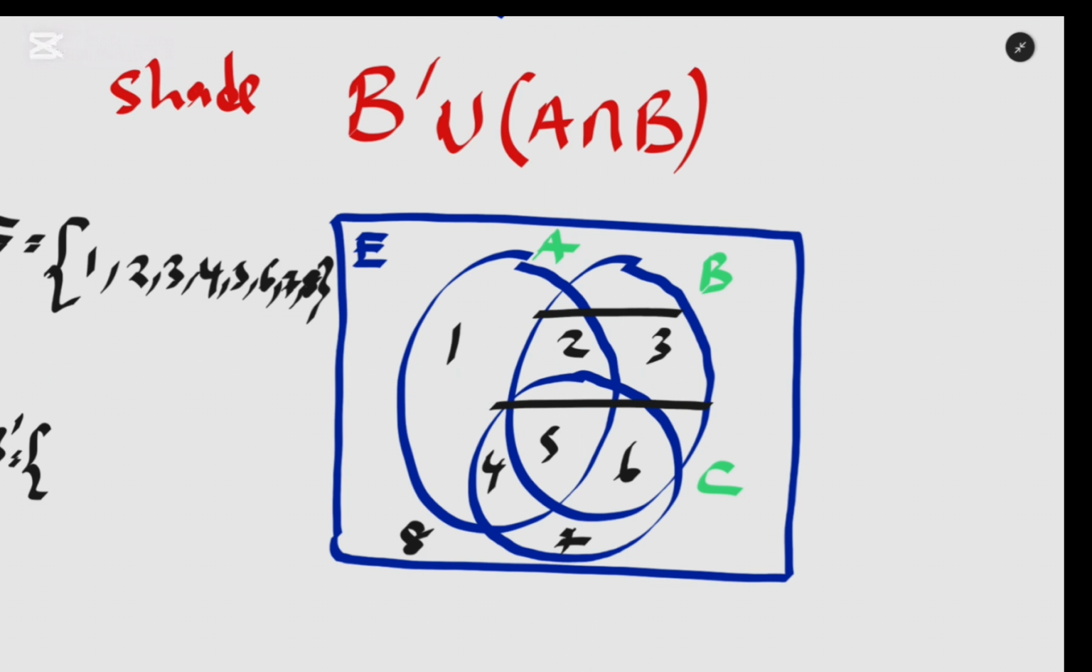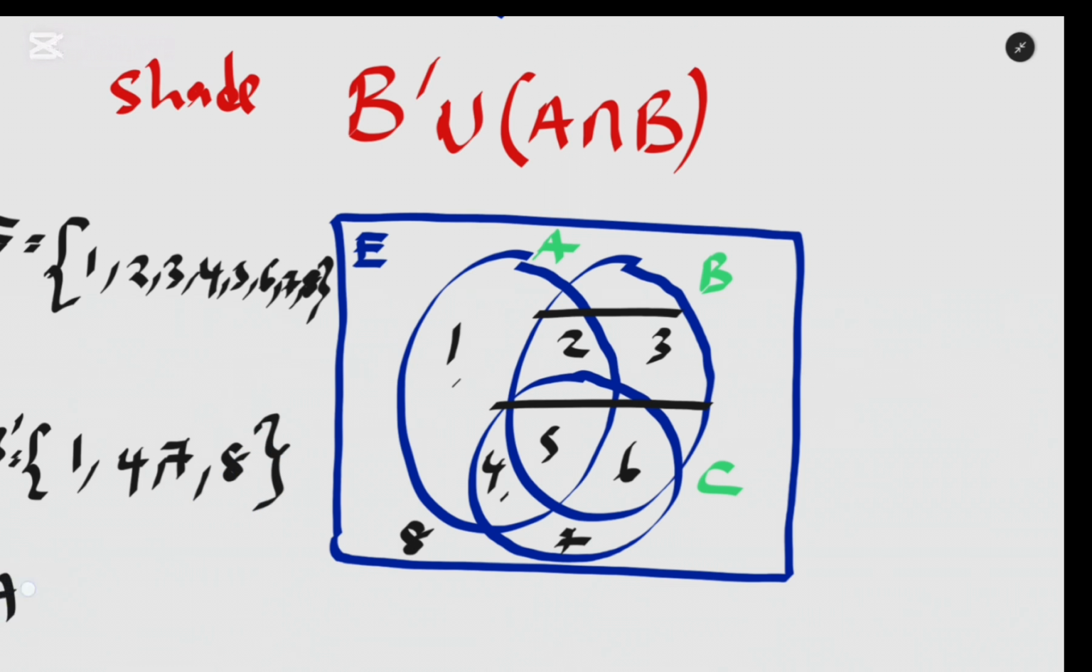So if we are to close B, everything outside B, we only have 1, 4, 7, and 8. That is everything outside B.